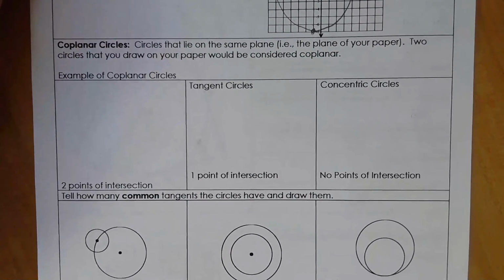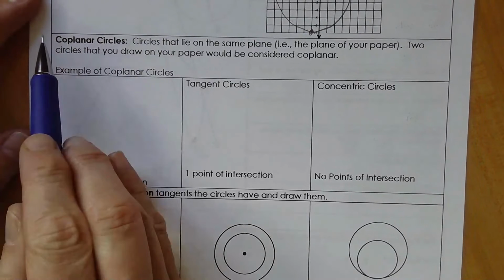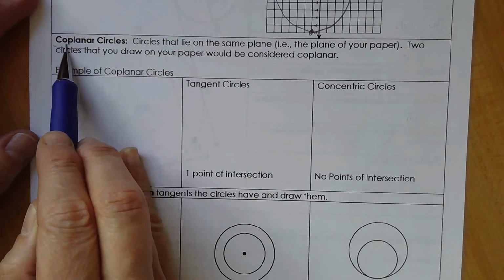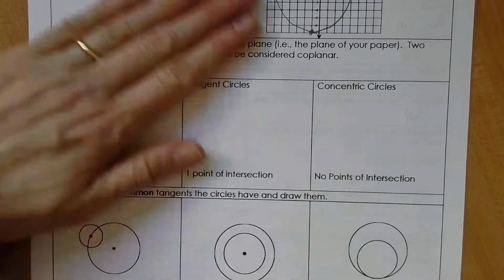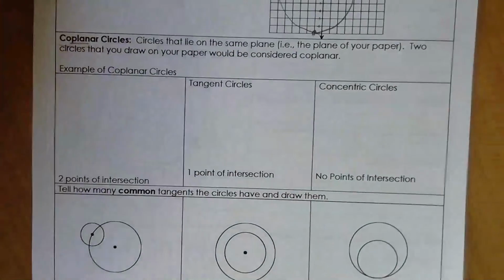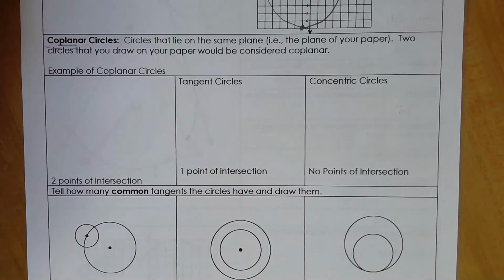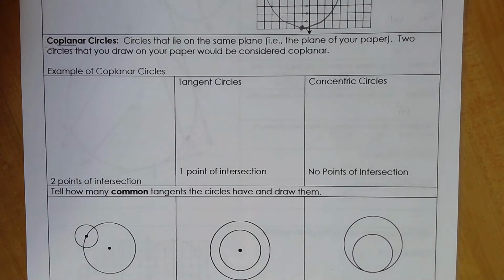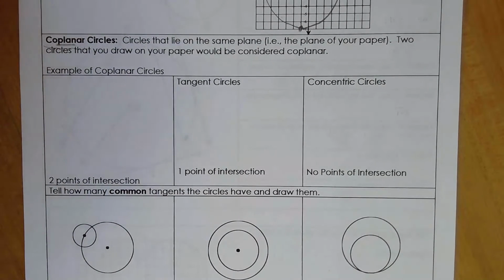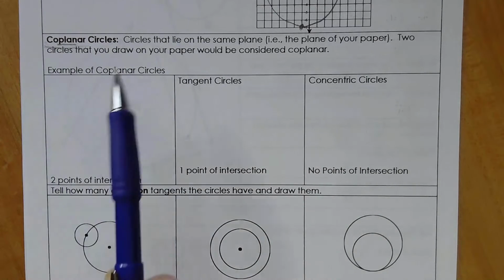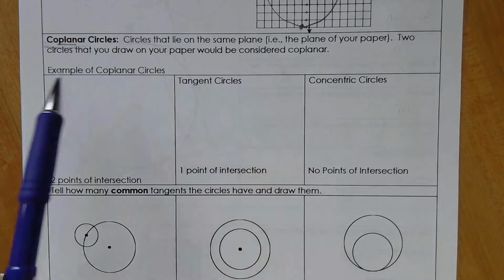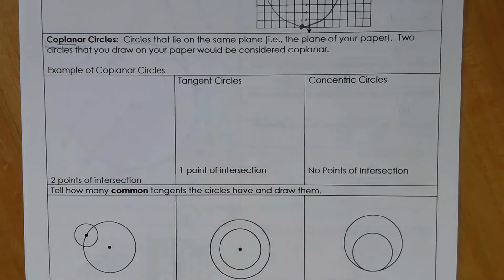All right, more vocab. Coplanar. The word plane means a flat surface, a two-dimensional surface. Coplanar circles are circles that lie on the same plane. That's basically all we're going to deal with in this chapter, so I guess we're just differentiating it right here. Circles that lie on the same plane. Two circles that you draw on your paper would be considered coplanar circles.